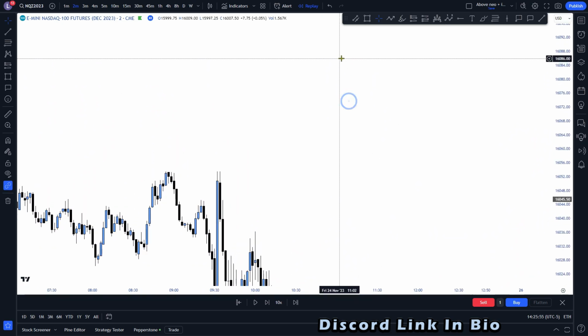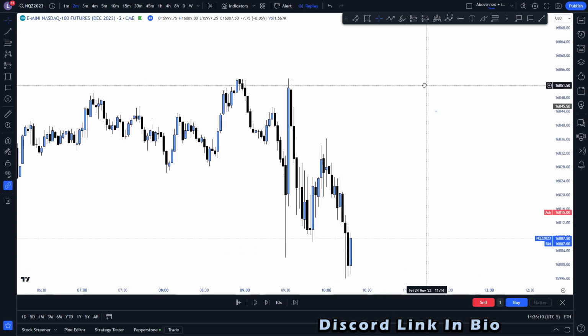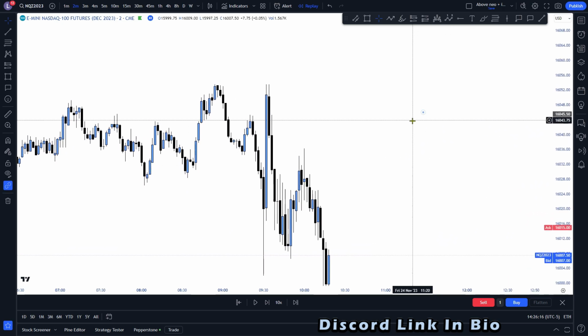So first of all, what is an inverse fair value gap? All an inverse fair value gap is, is a fair value gap that has been disrespected and we want to use it for support or resistance basically. So we want to see a bounce off of the fair value gap, or we want to see the inverse fair value gap get left open.